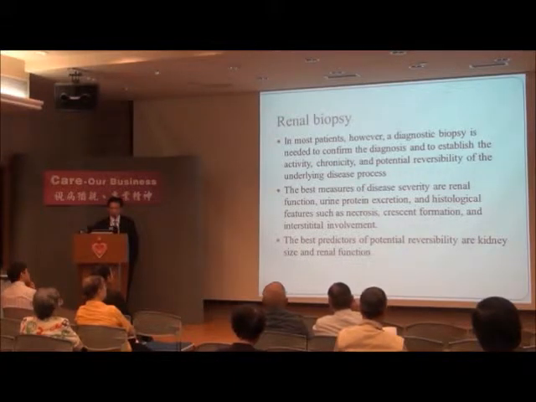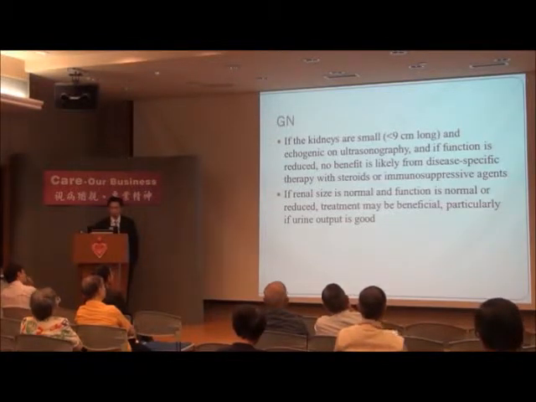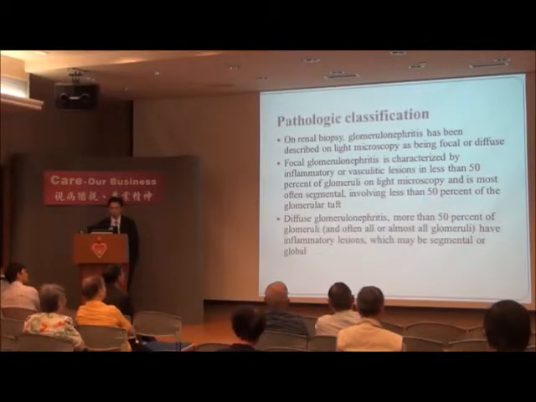The best measures of disease severity are renal function, urine protein excretion, and histological features such as necrosis, crescent formation, and disease involvement. The best predictors of potential reversibility are kidney size and renal function. If kidneys are small and echogenic on ultrasound, and the function is reduced, there is likely no benefit from disease-specific therapy with steroids or immunosuppressive agents. If renal size is normal and function is normal or mildly reduced, treatment may be beneficial, particularly if urine output is good.